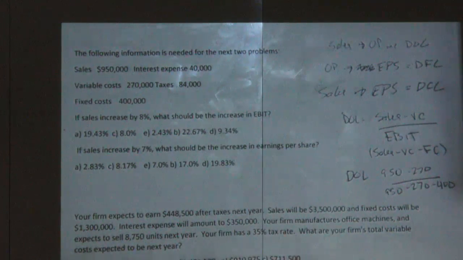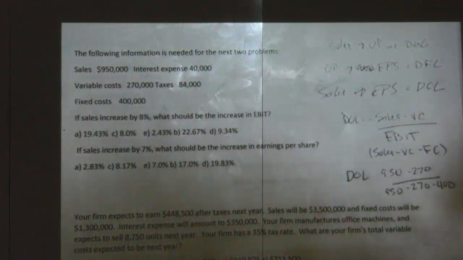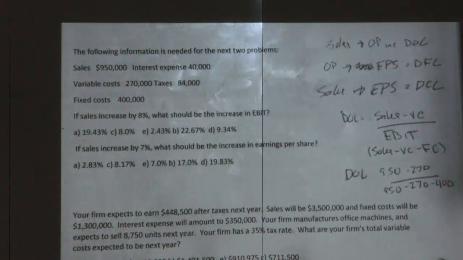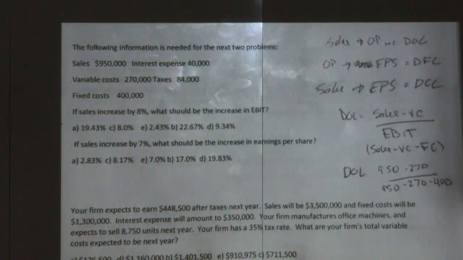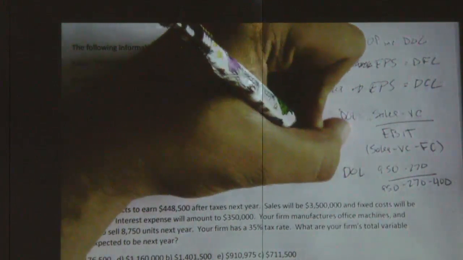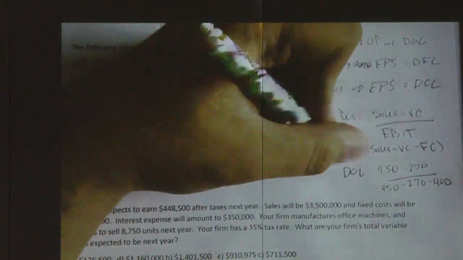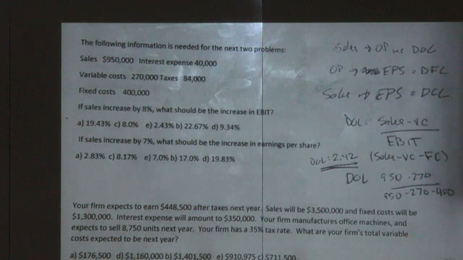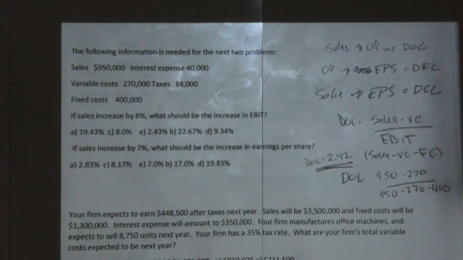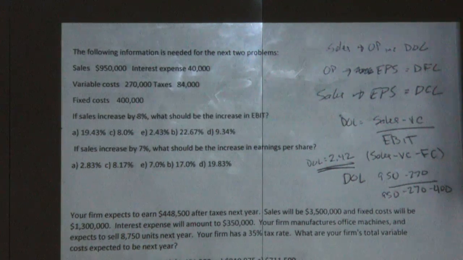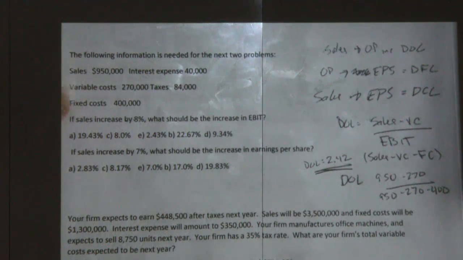So this is just calculating that. All right. So after you calculate that, you end up with a DOL of 2.42. Now what this number does, it's basically the factor you're going to multiply by to find out what the increase in EBIT is going to be. So we're going to increase by 8%. So you're just going to do 8% times 2.42, and you're going to end up with an increase in EBIT of 1943.